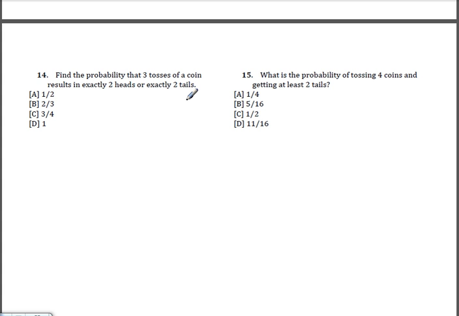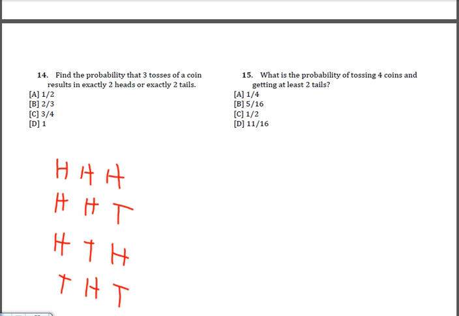Well, maybe I should make a list of all the ways I could toss if I'm going to toss it 3 times. I could get heads, heads, heads, right? I could get heads, heads, tails. I could get heads, tails, heads. Tails, heads, tails. Is there any other combos? Oh, yeah. Tails, tails, tails. There's more.